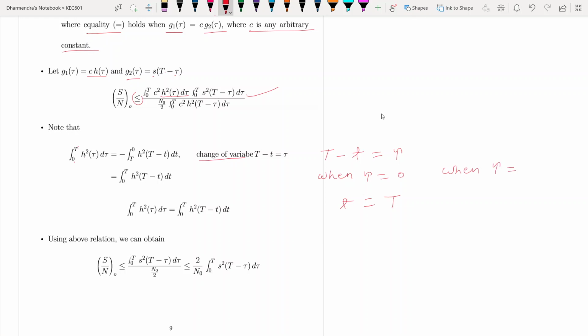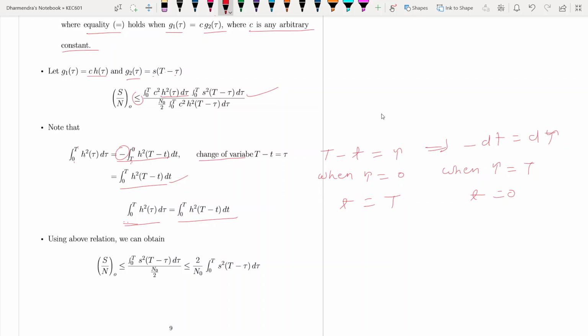When tau is equal to capital T, t will be 0, and minus dt will be d tau. So after simplification, I will get this, because the integration from capital T to 0 can be written as a minus of the integration from 0 to t, and the minus will be cancelled out. Minus multiplied with minus will be plus. So I can write this 0 to t integration as this; both are equivalent.